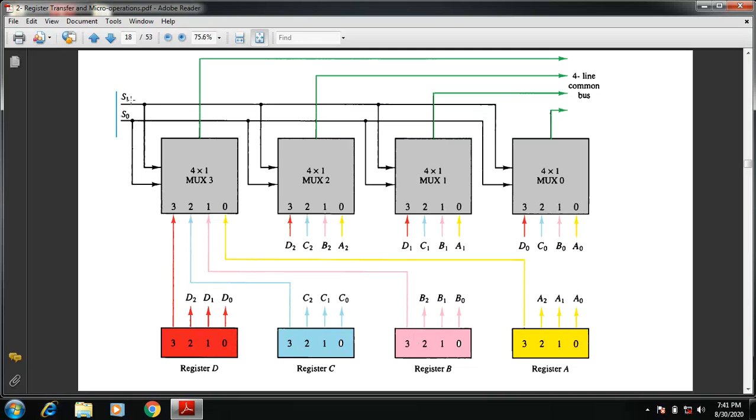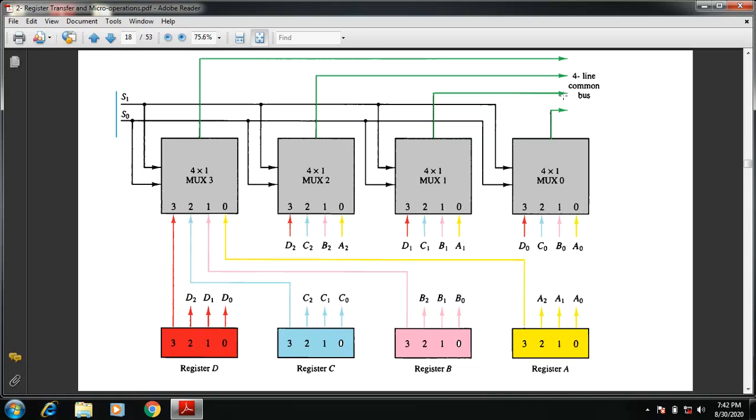S0 and S1 are the selection lines. The selection lines are connected to all four multiplexers. Here S0 and S1 are connected, here also S0 and S1 are connected, and the first multiplexer, multiplexer 0, is also connected to S0 and S1. Commonly, the selection lines are connected to all the 4 into 1 multiplexers. The four multiplexers each give one output. The green lines are the outputs.